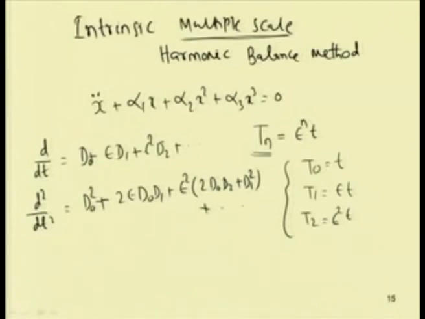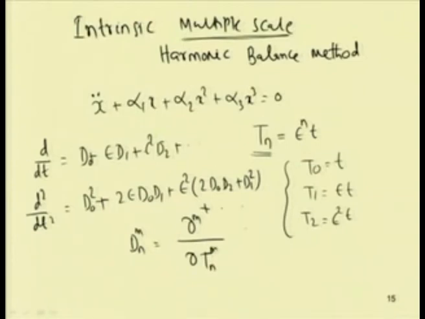So, here this D0 is d by d t0, similarly D1 equals d by d t1, and similarly we can write this D_n^m equal to del m by del t n to the power m. So, in this way one can write.